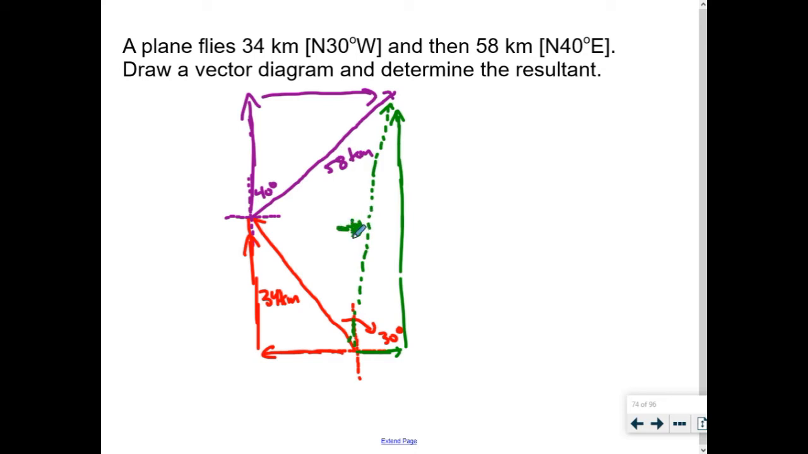The resultant right here. That is the worst arrow I've ever drawn in my life. I'm so sorry, guys. There you go. We're looking for this dotted line right here. And we can calculate it by finding all these different components. So I'm going to start doing that piece by piece here.